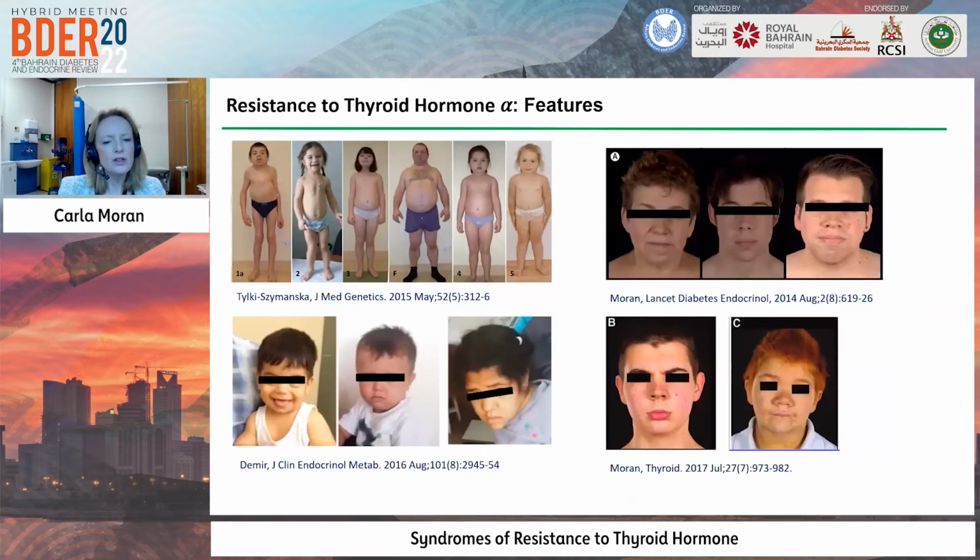These are some other patients who have been described since then, and there are some facial features in common, which I'd like to draw your attention to. So they tend to have a broad face with a flattened nasal bridge, an elongated philtrum, thickened lips, and they often have skin tags.